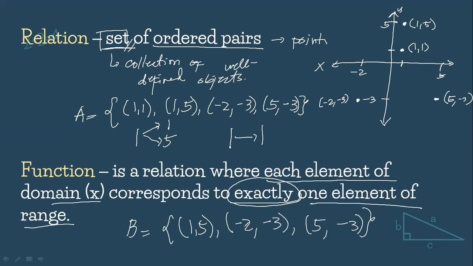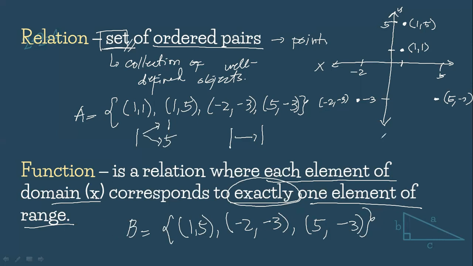So for example, ito po si -2, ang y niya po is si -3. Ito naman po si 5, ang y niya po is si -3. But still, sabi nga natin, ang lagi nating tinitignan is si x. Kailangan po si x hindi pwedeng maulit-ulit, okay? So si y pwedeng maulit-ulit, si x bawal pong maulit.